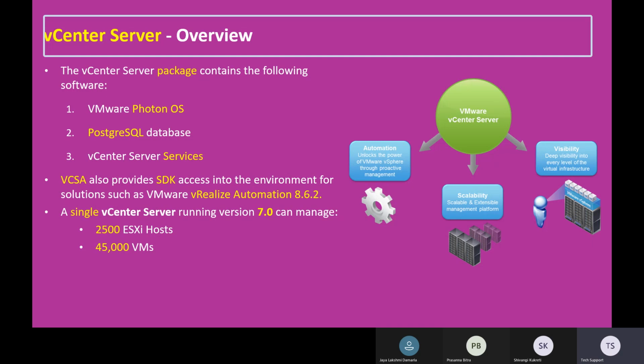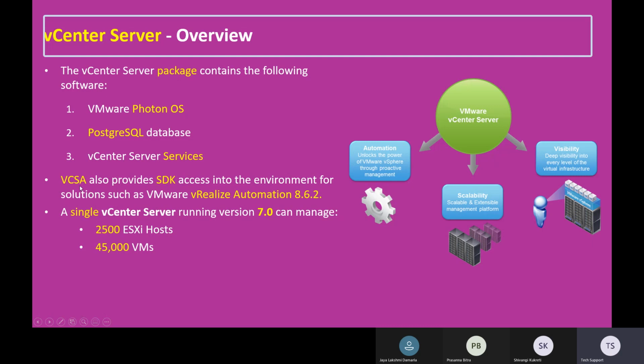IBM also has a DB2 database. In the same way, VMware also uses a default embedded database for the vCenter server. That database is PostgreSQL. And vCenter also consists of some additional services when we install the vCenter server package.